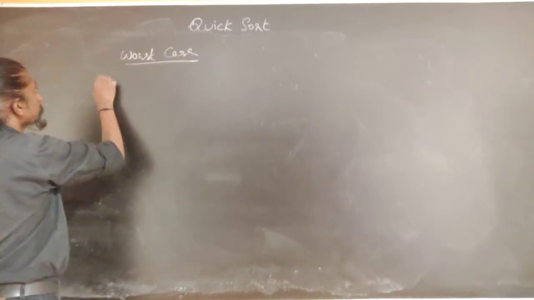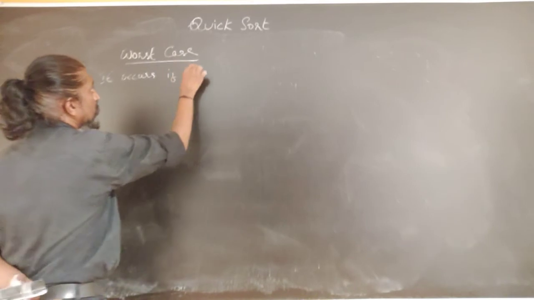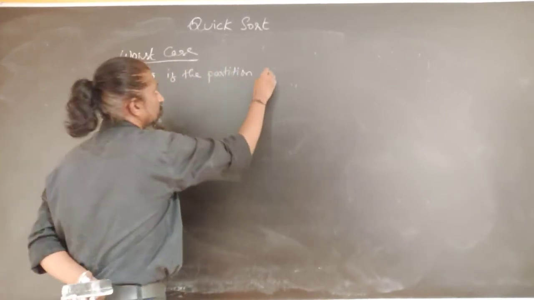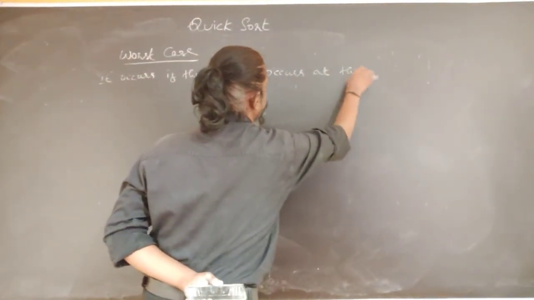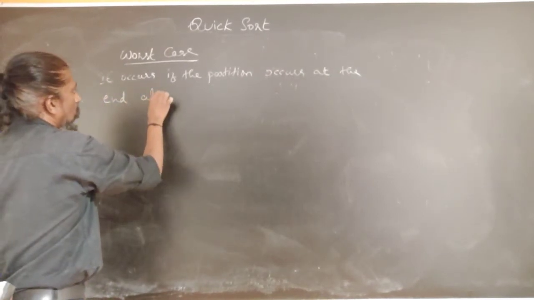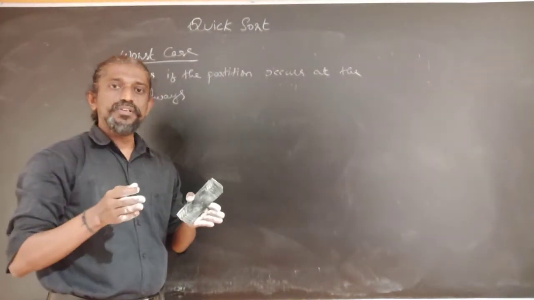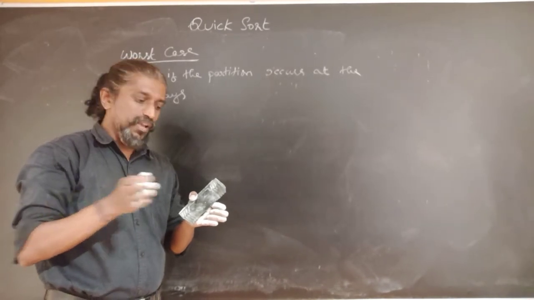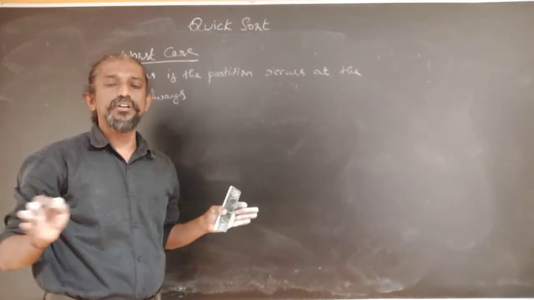The worst case of quicksort occurs if the partition occurs at the end always. Meaning, in that case, whenever we place the pivot element, there will be n minus 1 elements to one side of the pivot and the other side will not have any elements at all.